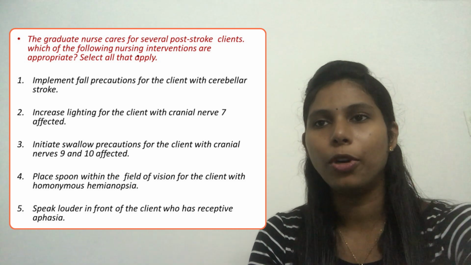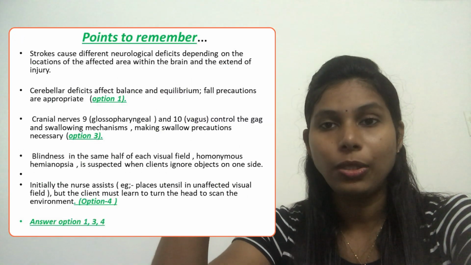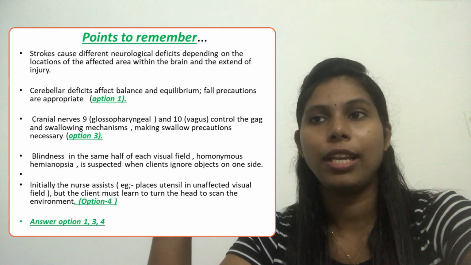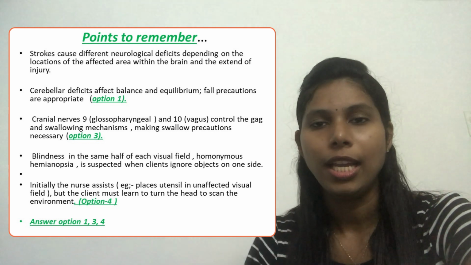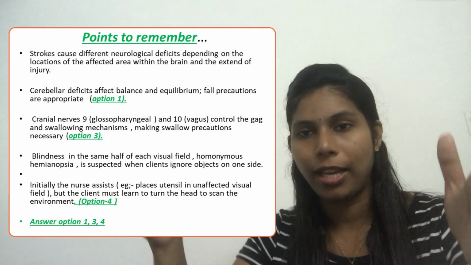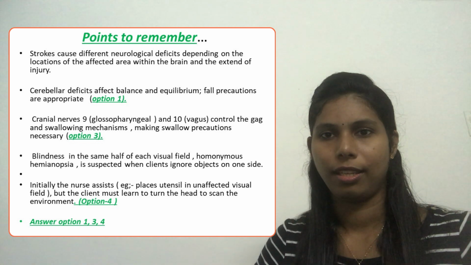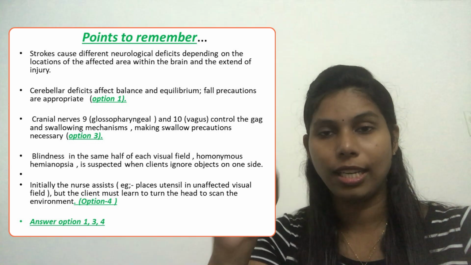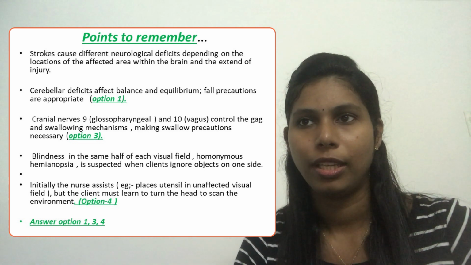So what is this homonymous hemianopsia? In this, the clients who have a stroke and have the signs and symptoms of homonymous hemianopsia will not see the entire plate in front of them. They will see only half of it. That's why the nurse should keep the spoon within the field of vision.